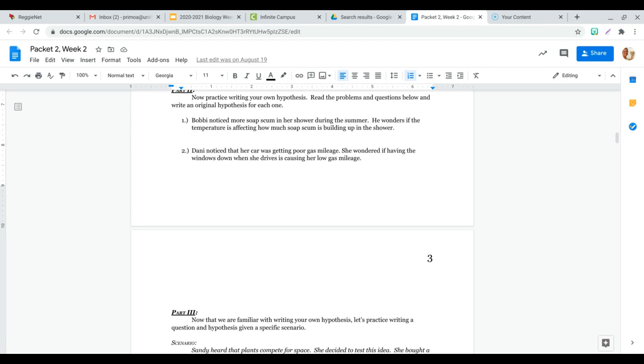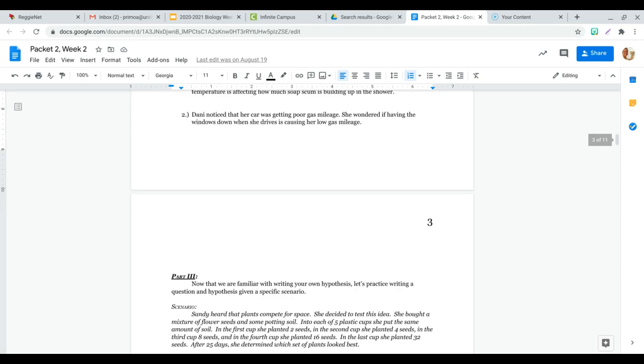Number 2, Danny noticed that her car was getting poor gas mileage. She wondered if having the windows down when she drives is causing her low gas mileage. So we could say, if Danny increases the amount of time driving with her windows down, then her gas mileage will decrease. Again, if-then format.